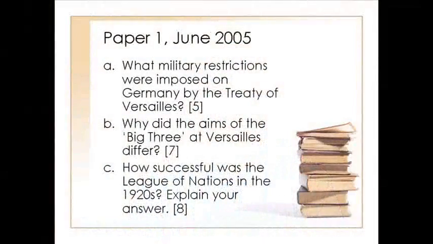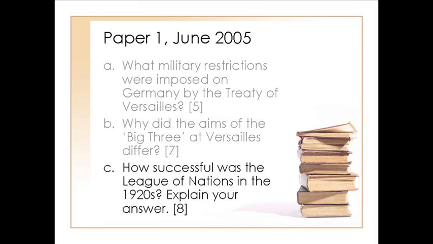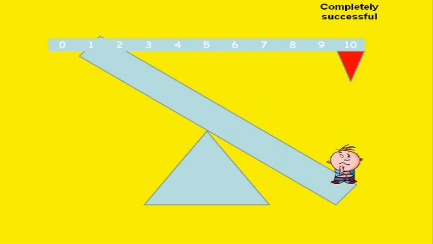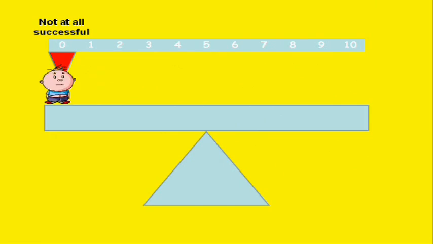So let's take a look at June 2005, where there was a question C that said, how successful was the League of Nations in the 1920s? Explain your answer. So, how successful was the League of Nations? Well, I guess it could either be successful or unsuccessful. Can't be both, can it? Well, yes it can, and that's exactly what the IGCSE examiners want you to be able to demonstrate.